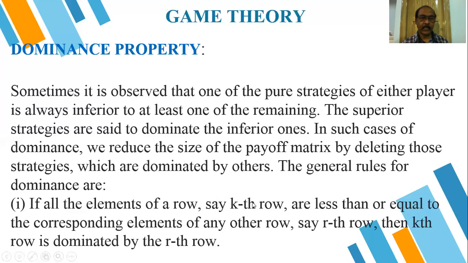A is not interested in selecting the kth row strategy. He is basically interested in selecting the strategies in the rth row. That's why the rth row dominates the kth row, or we can say the kth row is dominated by the rth row. In this case, we delete the kth row, keeping the rth row in the payoff matrix. That's why the payoff matrix reduces by one row.